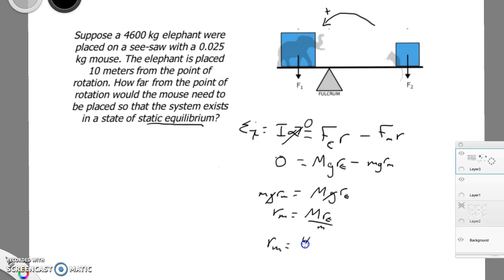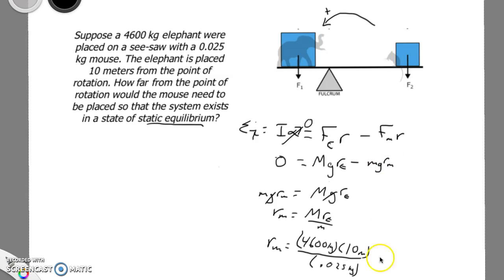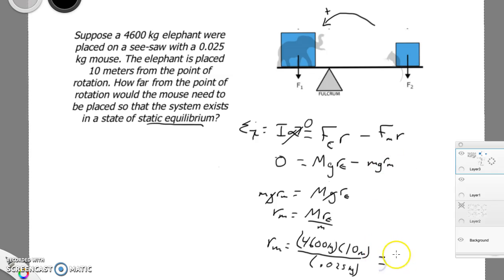So 4,600 kilograms times 10 meters over our mass of 0.025 kilograms. And then we get a distance of 1,840,000 meters, which is 1,840 kilometers.